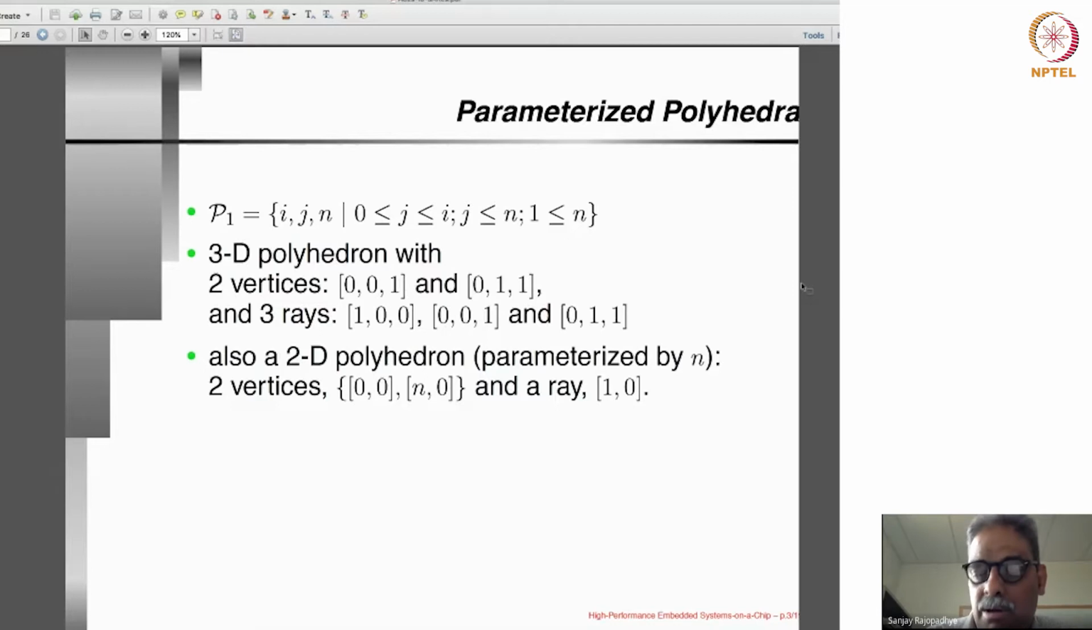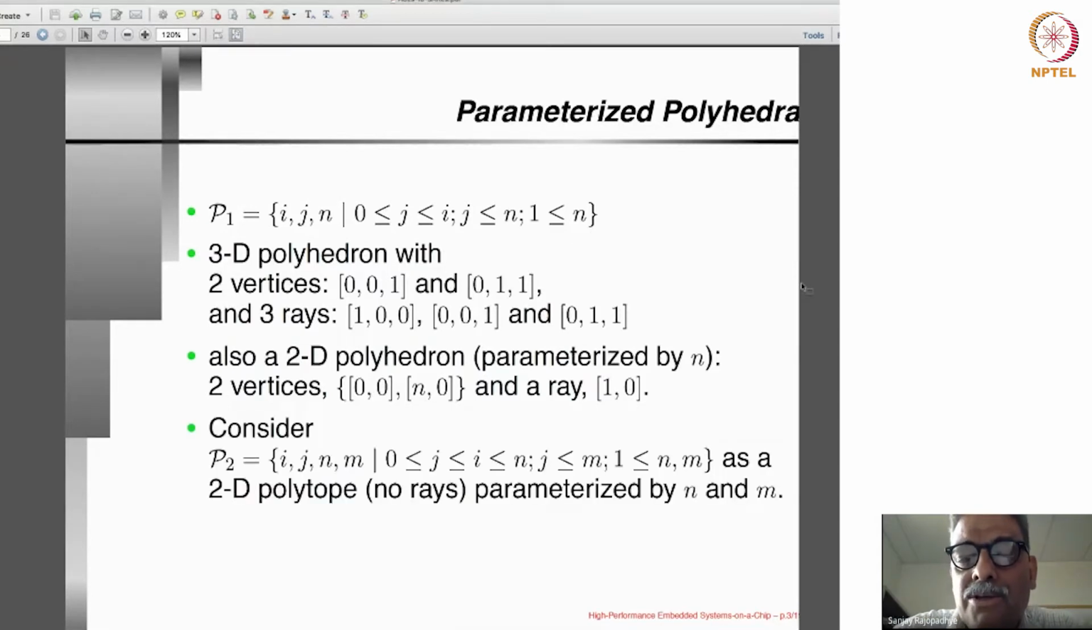polyhedron that was a line segment. Let me give you a different example. The set of i, j such that 0 less than or equal to j less than or equal to i less than or equal to n, and j less than or equal to m. Okay, so treat n and m as parameters. Basically, if you just look at 0 less than or equal to j less than or equal to i less than or equal to n, that is a triangle. Okay, but in addition you have an upper bound on j which is equal to m.